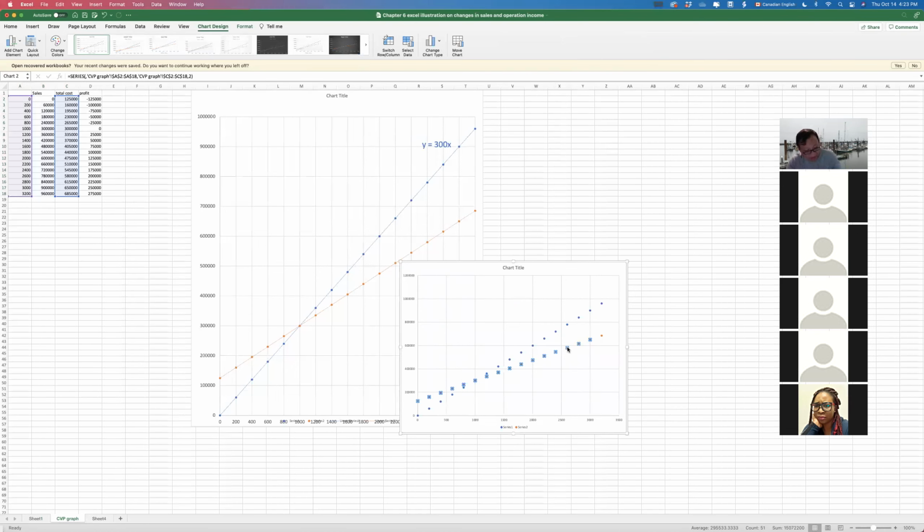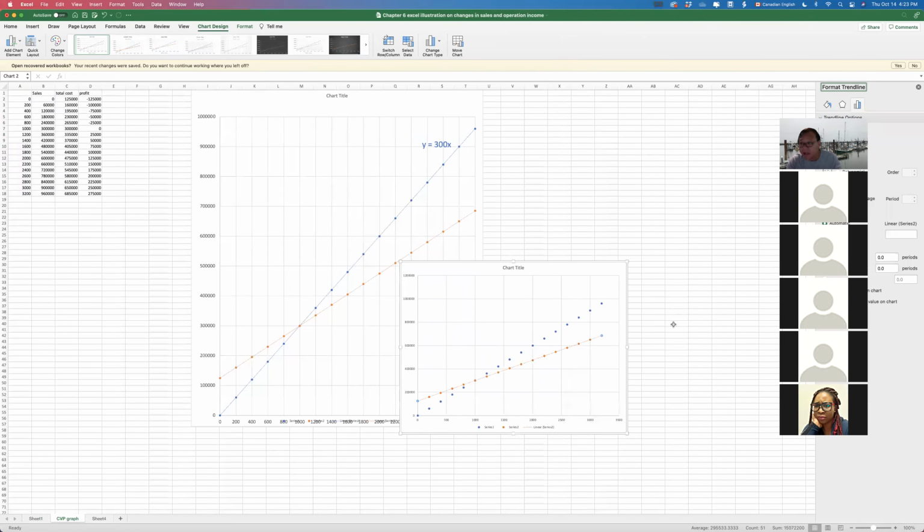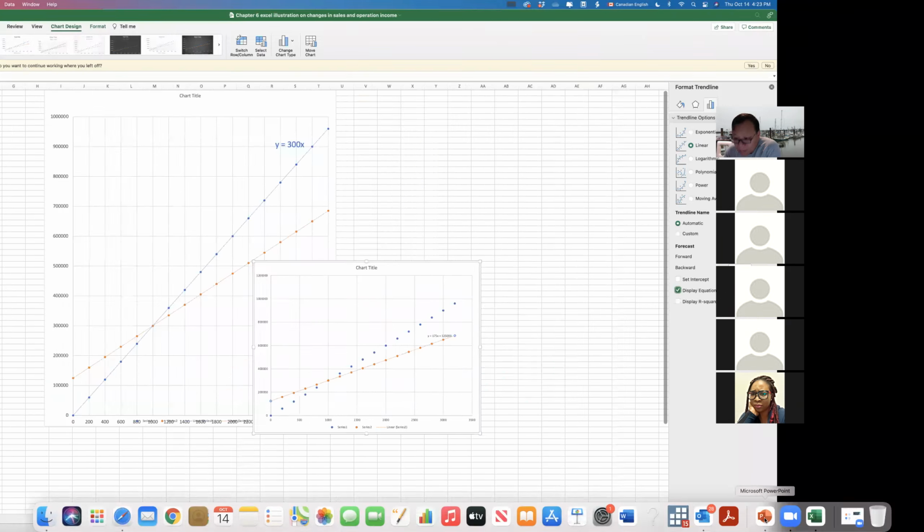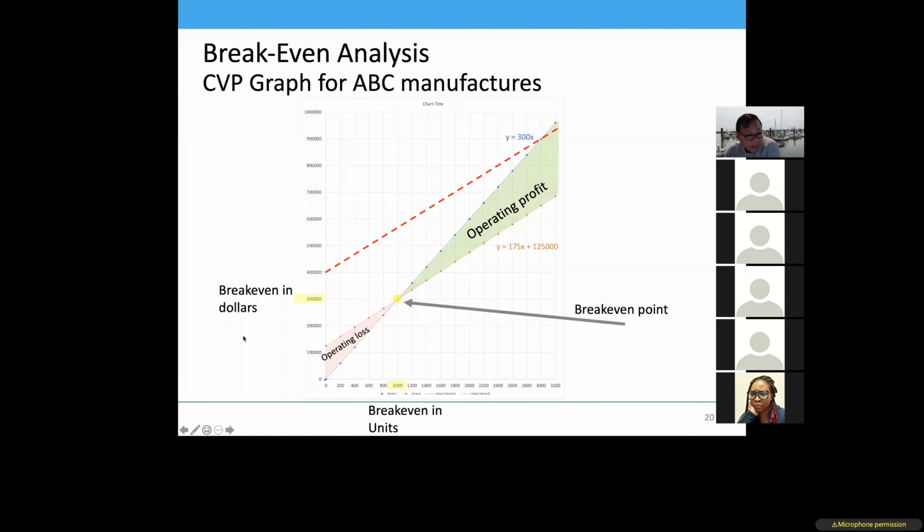If you remember how we do this, we can add a trend line, and then we can display the equation. If you remember all those. Okay, so if you want to do your own CVP graph, you can use Excel to do it. Okay, is this clear? Are we good with this?